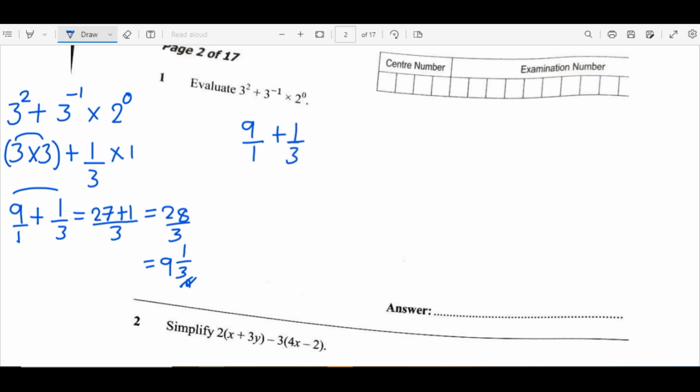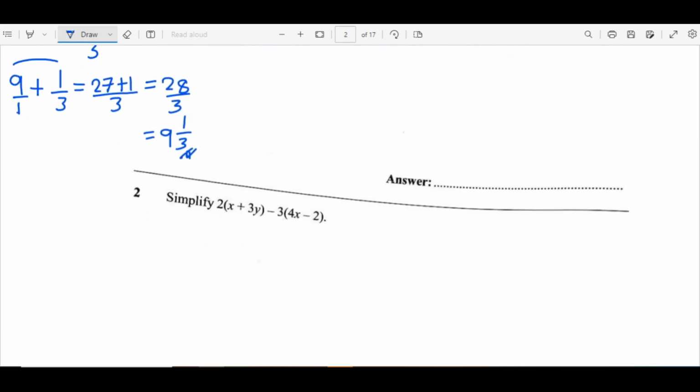Okay, let's say maybe finding the lowest common denominator is an issue for you. So what you can do is you can just get this number, you multiply by this number. Then this number you multiply by this number here. So we can begin. 3 times 9 will give us 27 plus 1 times 1 is 1, over, you multiply 1 times 3, which is 27 plus 1 is 28 over 1 times 3 is 3, which is giving us the same 9, remainder 1 over 3.